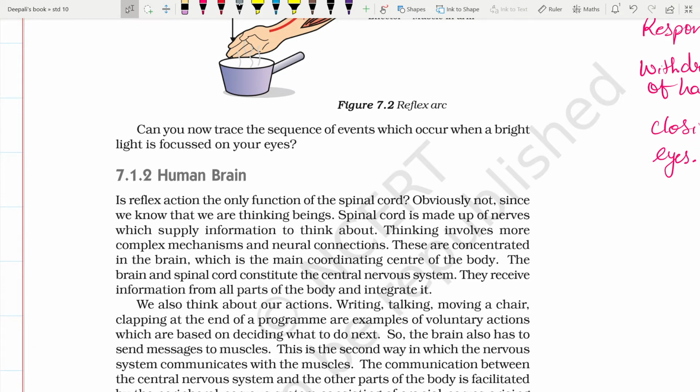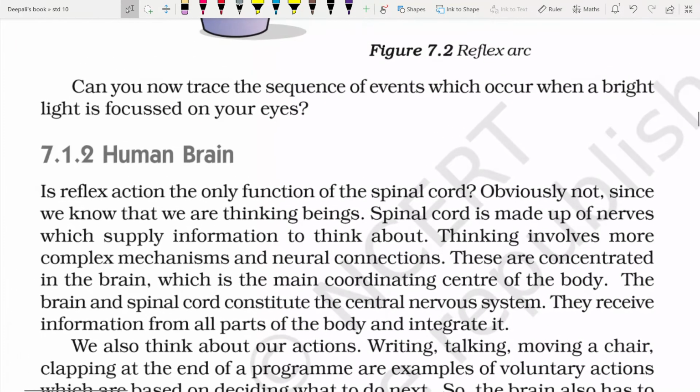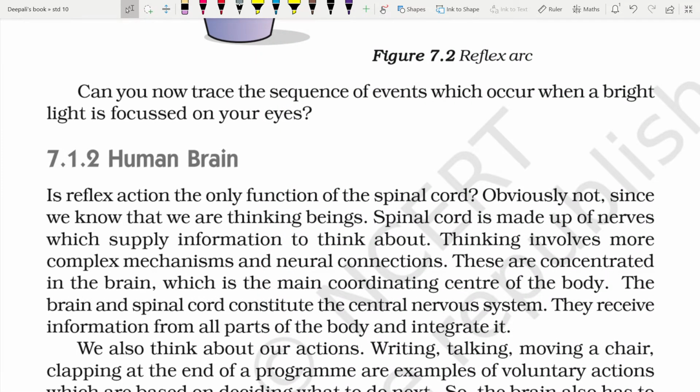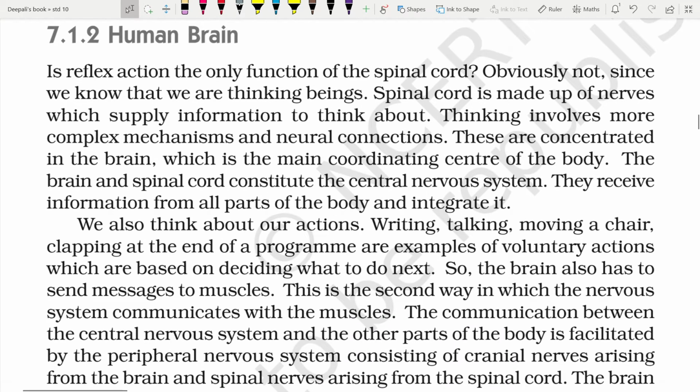Is reflex action the only function of the spinal cord? Obviously no. Since we know that we are thinking beings, the spinal cord is made up of nerves which supply information to think about. Thinking involves more complex mechanisms and neural connections. These are concentrated in the brain, which is the main coordinating center of the body. The brain and spinal cord constitute the central nervous system. They receive information from all of the parts of the body and integrate or coordinate it.